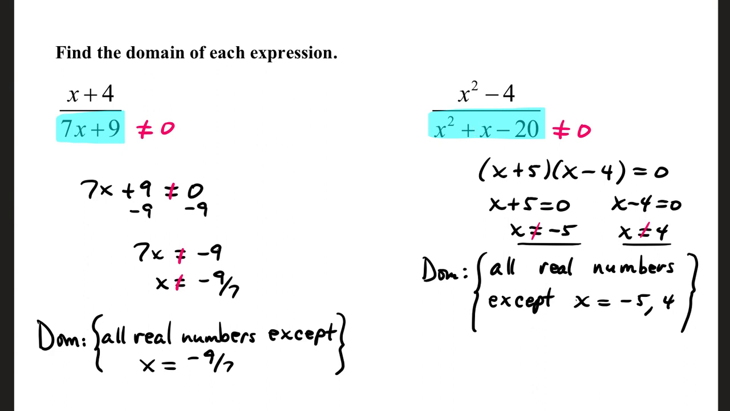Set each factor equal to 0. The first factor is 0 when x is -5. The second factor is equal to 0 when x equals 4. Now remember, we don't want 0 in the bottom, so we can't use -5 or 4. And so one way to say our domain, it's all real numbers except -5 and 4.